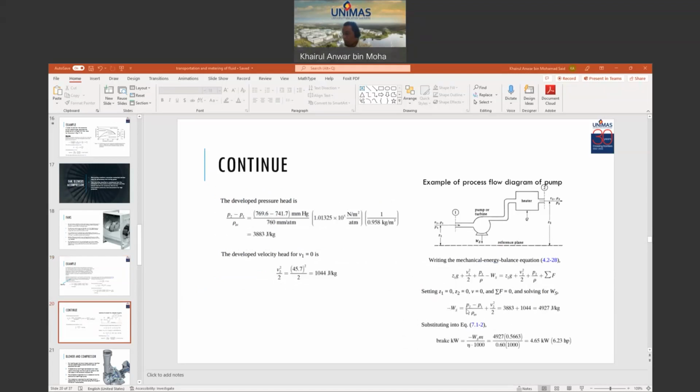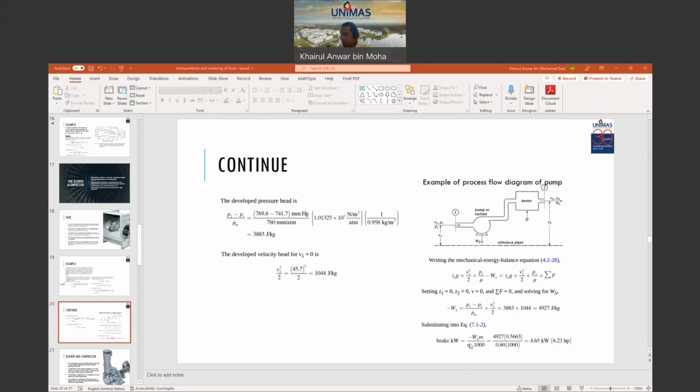So minus Ws equals P2 minus P1 over rho average plus V2, the developed velocity, squared over 2: 3,883 plus 1,044. We get 4927 joule per kilogram for mechanical energy. Substituting into equation 7.1-2 to calculate the brake kilowatt.